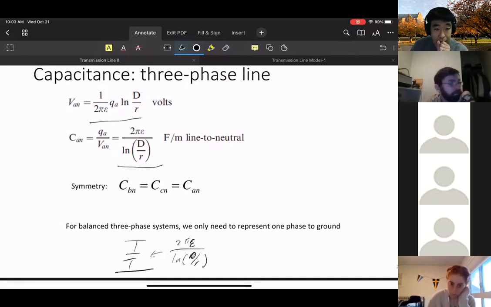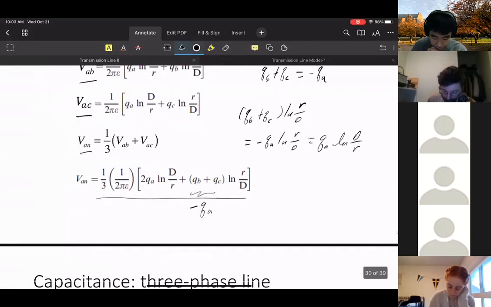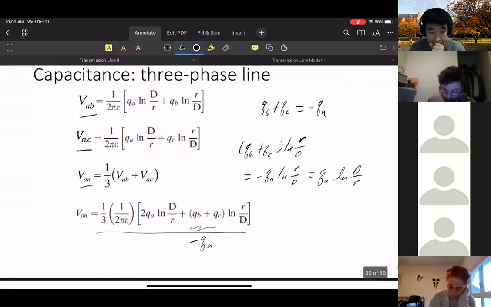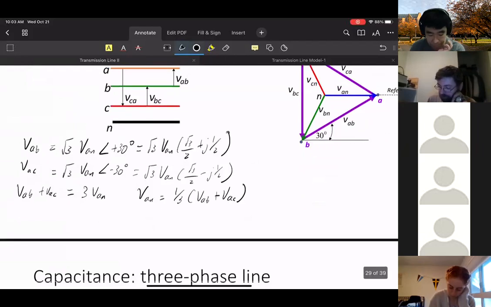All right, so any questions up to here? VAN equals 1/3 of VAB plus VAC. Can you go back one more slide? Yes, here. Yes, VAB plus VAC, the imaginary part cancels out.